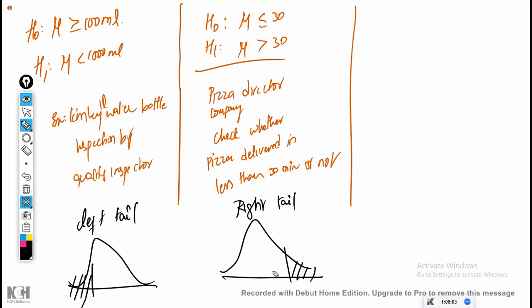Why will everyone get confused about null and alternate? Because it is very simple: only two are there, null and alternate. Two. Action, no action. Opposite. Left, right. Two. Type 1 error, type 2 error. Two. Every time two will be there, and that two opposites will be there. Automatically confusion will be there.